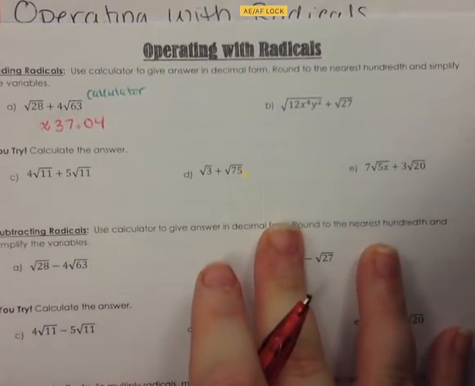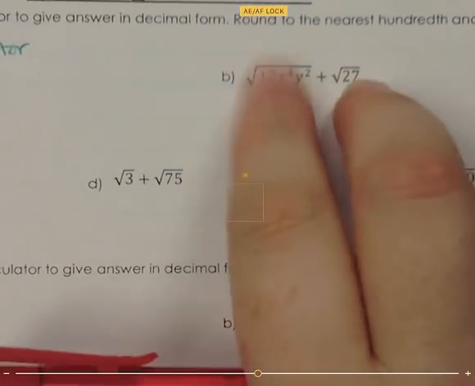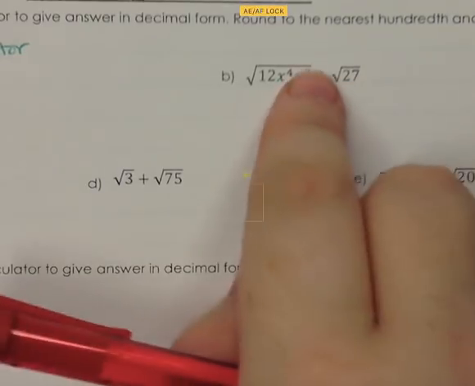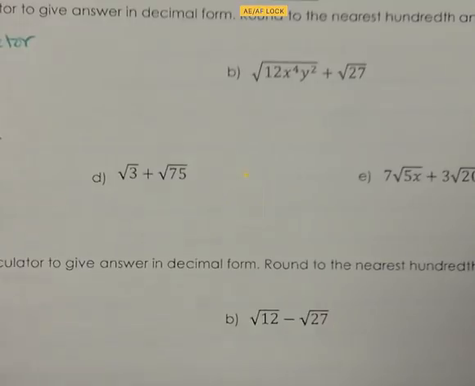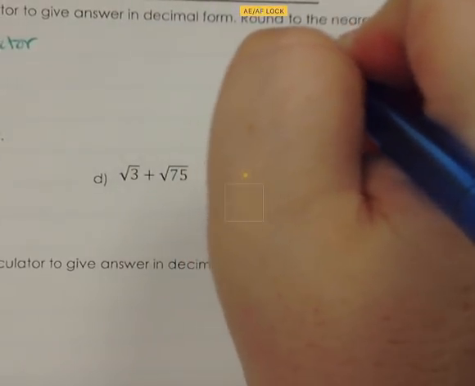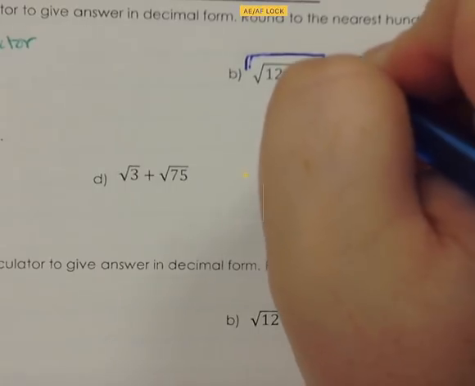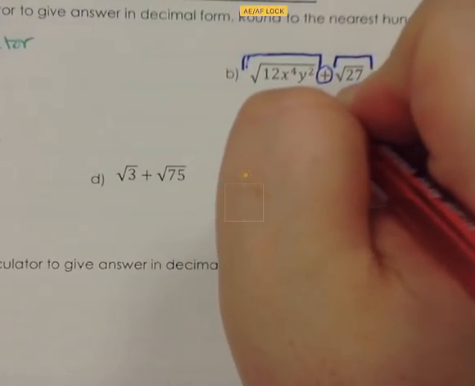On example B, because we have numbers and letters, we actually cannot combine the two things in our calculator. So instead of combining them, we're going to do them separately. Okay? We have to make sure we do specifically this one first, and then we'll do the second one. We're going to keep that plus sign in the middle. So our answer is going to have a plus sign in the middle.